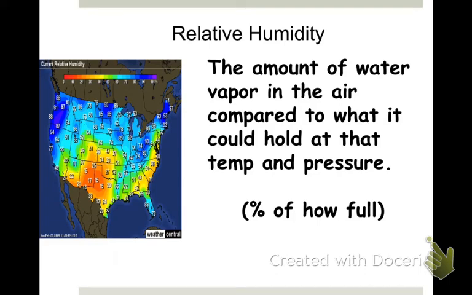Relative humidity is a form of humidity. This is what you see when you look up the Weather Channel. This is just saying the amount of water vapor in the air compared to what it could hold at that particular temperature and that particular pressure. So aka the percent of how full the air is.